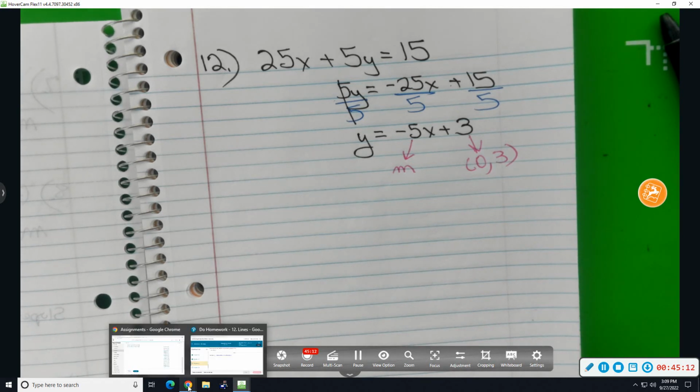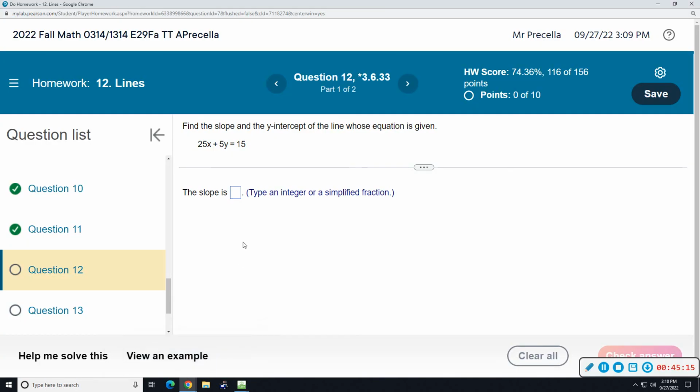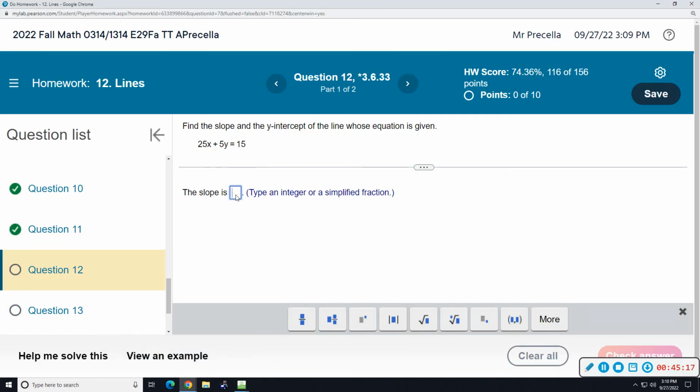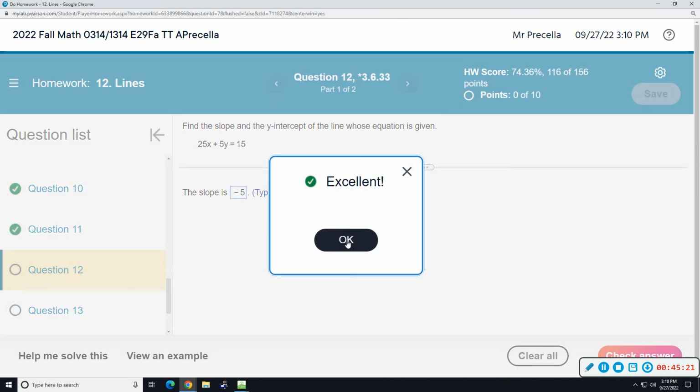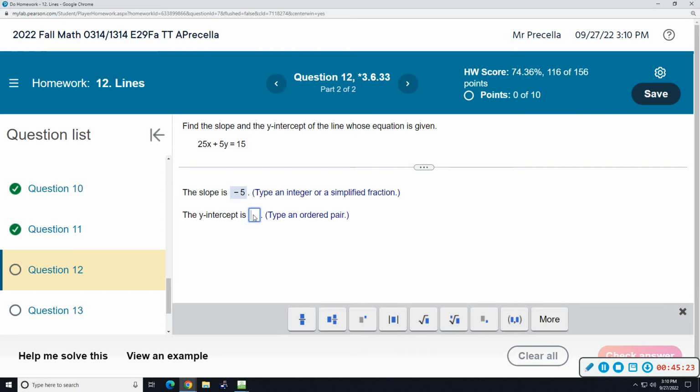Gotta isolate that y first. Slope is, I forgot, what was it, negative 5? Mm-hmm. And type an ordered pair.